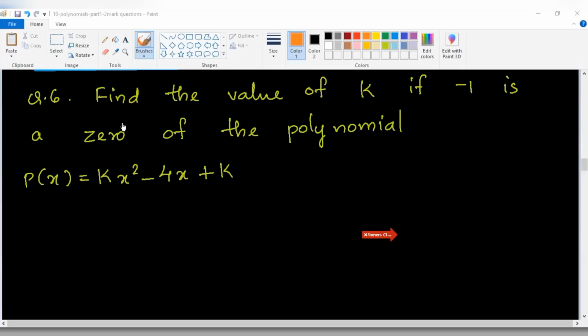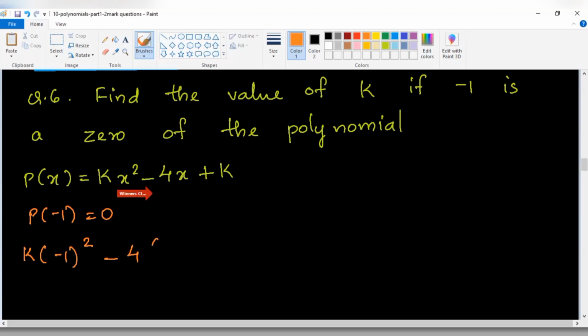This is our next question, the sixth one. Find the value of k if minus 1 is a zero of the polynomial. Okay, minus 1 is a zero means what? P of minus 1 is equal to 0. And P of x is given here. In order to get P of minus 1, we have to put minus 1 in place of x here. So k into minus 1, the whole square, minus 4 into minus 1, plus k equal to 0.